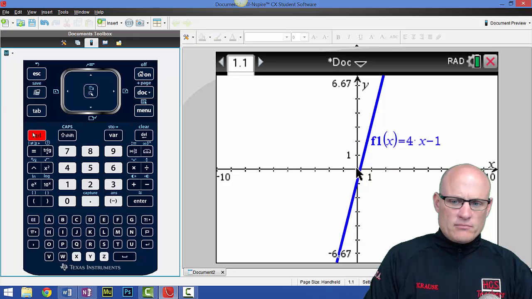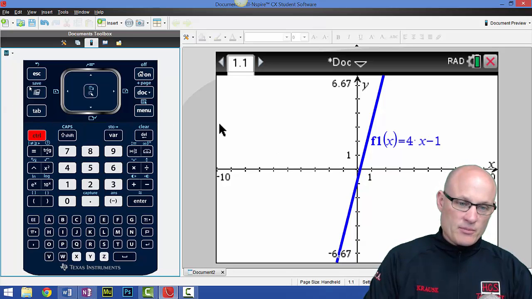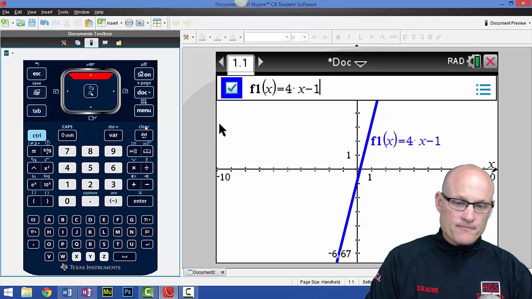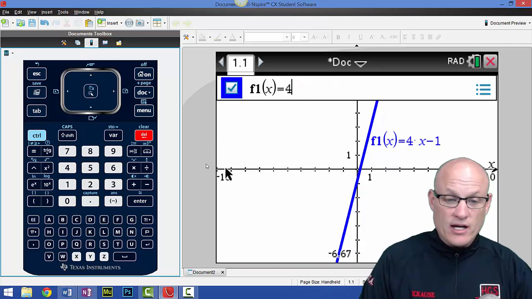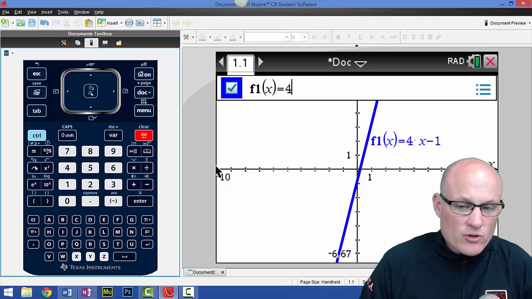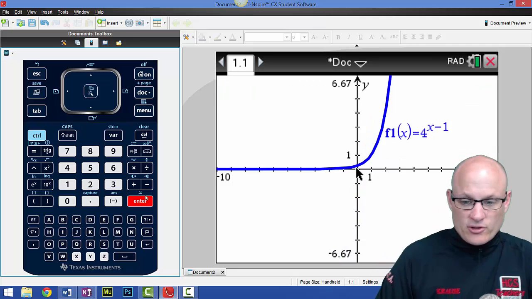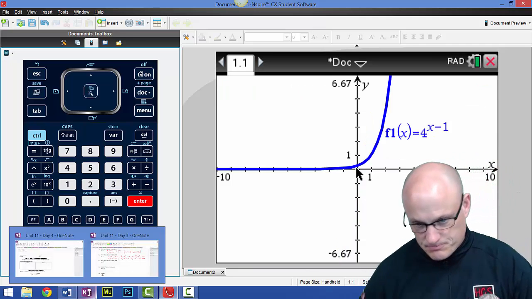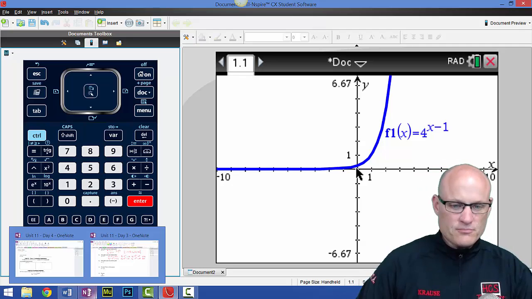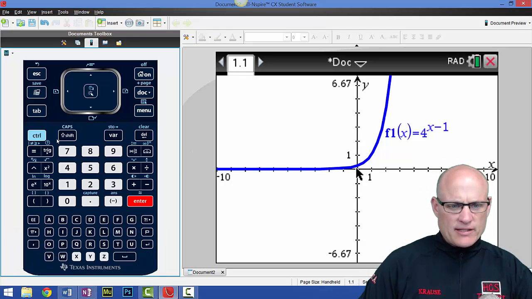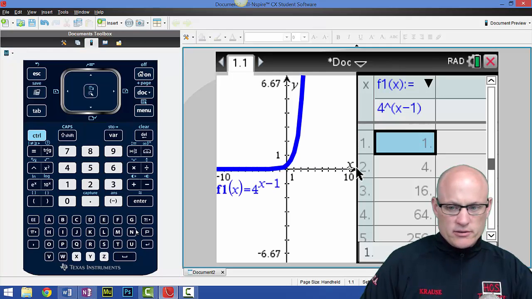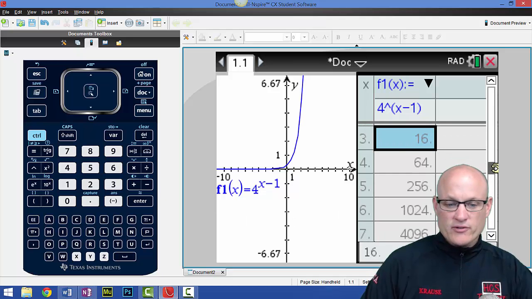And I didn't type that in right. Tab. Up arrow. I got a straight line. I got 4x minus 1. That was dumb. 4 raised to the x minus 1. This should be an exponential function, so it should look like that and very steep. And so when I type this, and when I go to my table, Control T, 1 is 1. 1, 4, 16, 64, 256, 1024. So I was right. Gosh, I love this calculator.